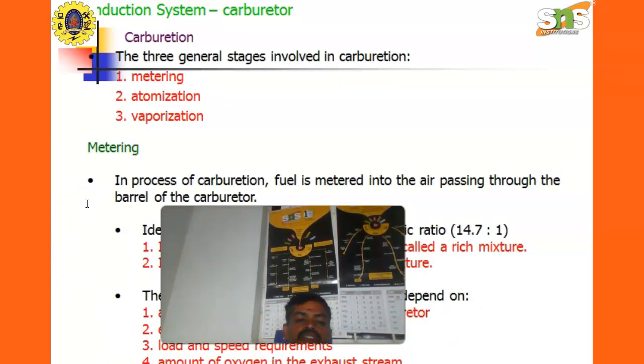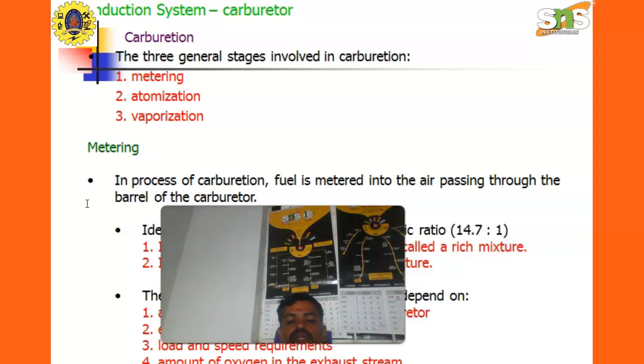Carburation. There are three general stages involved in carburation: metering, atomization, and vaporization. In the metering process of carburation, the fuel is metered into the air passing through the barrel of the carburetor.